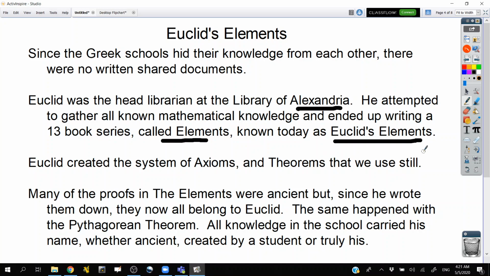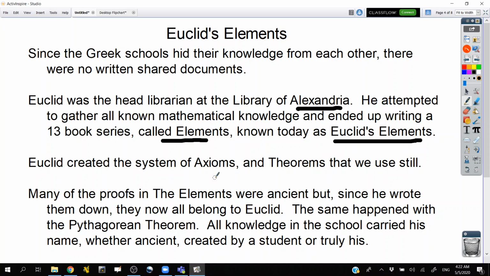It was actually the best-selling book through all of history, up until last century when it was finally passed up by the Bible. It sold, I think, the second most copies of any book in history. That might have been broken by Harry Potter. I think Harry Potter might have sold more books than Euclid's Elements.